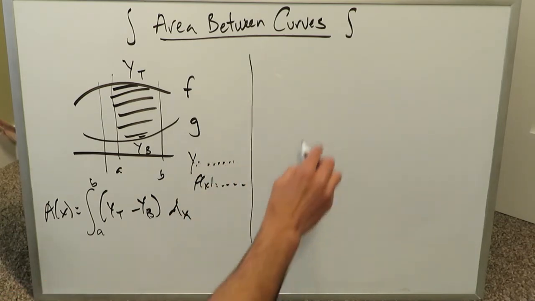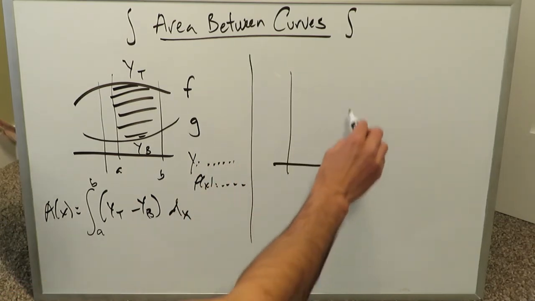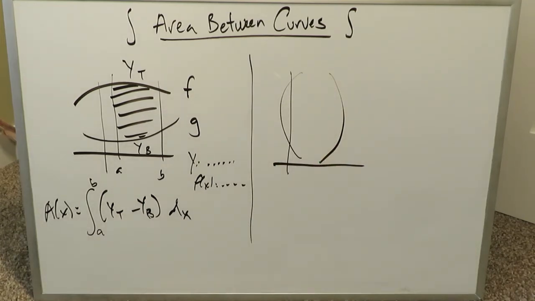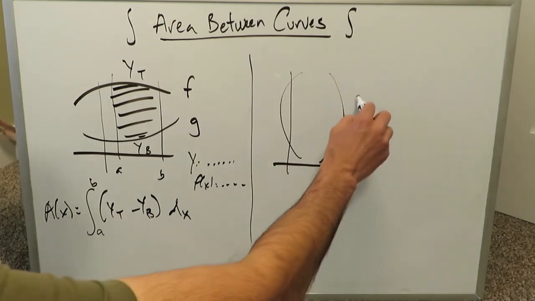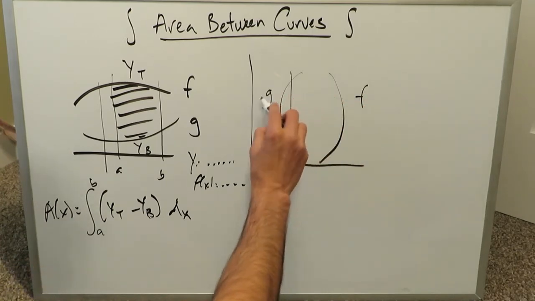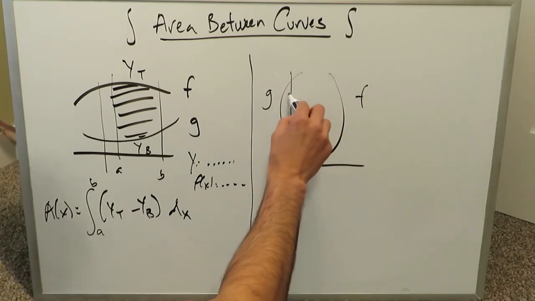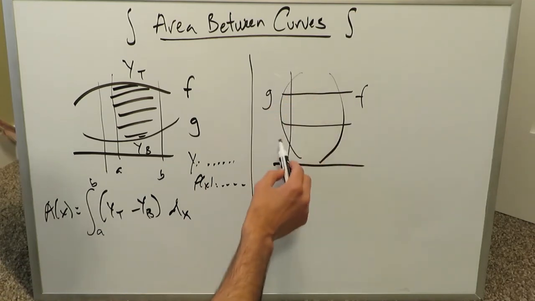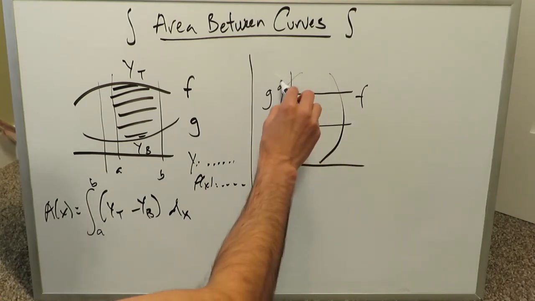Style number two is of this form, where you have two types of curves, but they're more oriented in a sideways or horizontal manner, such that if this is your f curve and your g curve, and you have an interval here, now your intervals are more or less on a y-axis dimension. Here's my lower limit, here's my upper limit.